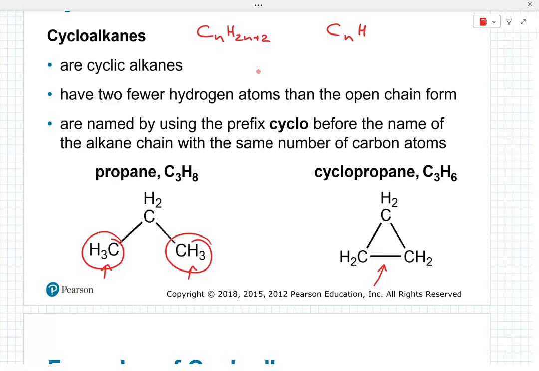What is going to be the coefficient? What is the subscript at hydrogen? Well, it's n. I don't know what n is. What if n is 24? Exactly. That's it. This is a cycloalkane. Okay?